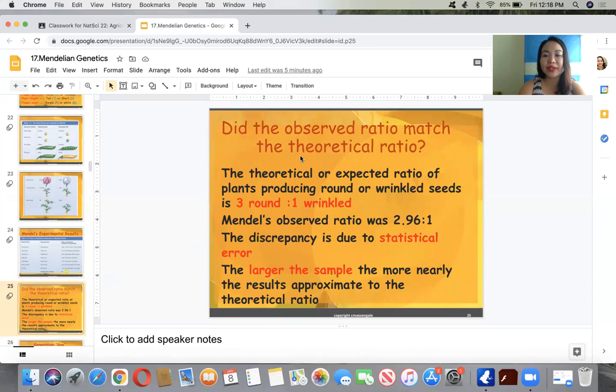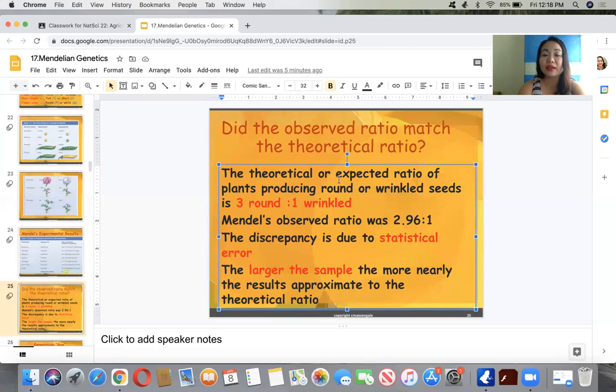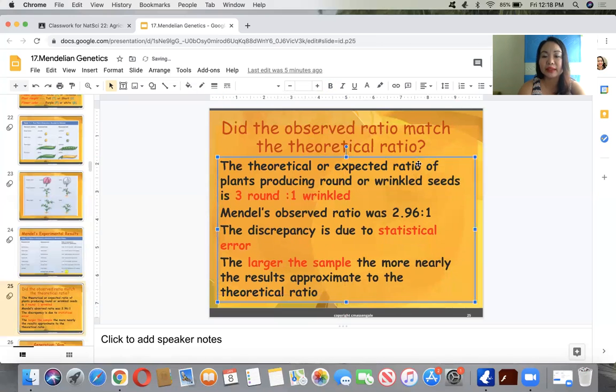So did the observed ratio match the theoretical ratio? The theoretical or expected ratio of the plants producing round or wrinkled seeds is 3:1. Mendel's observed ratio was 2.96 to 1. So the discrepancy may be brought by statistical error.